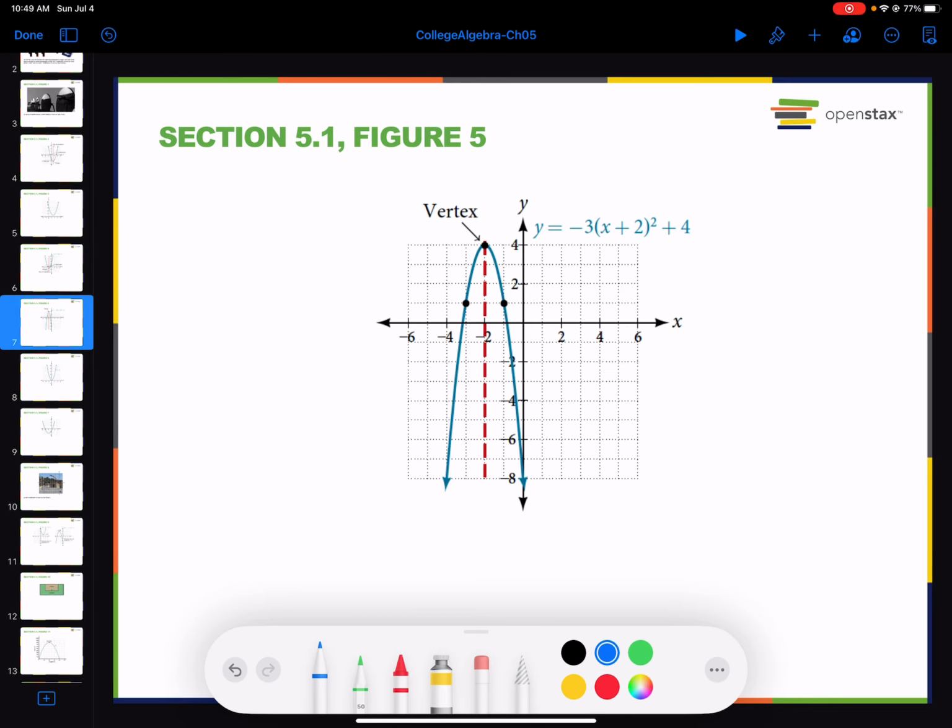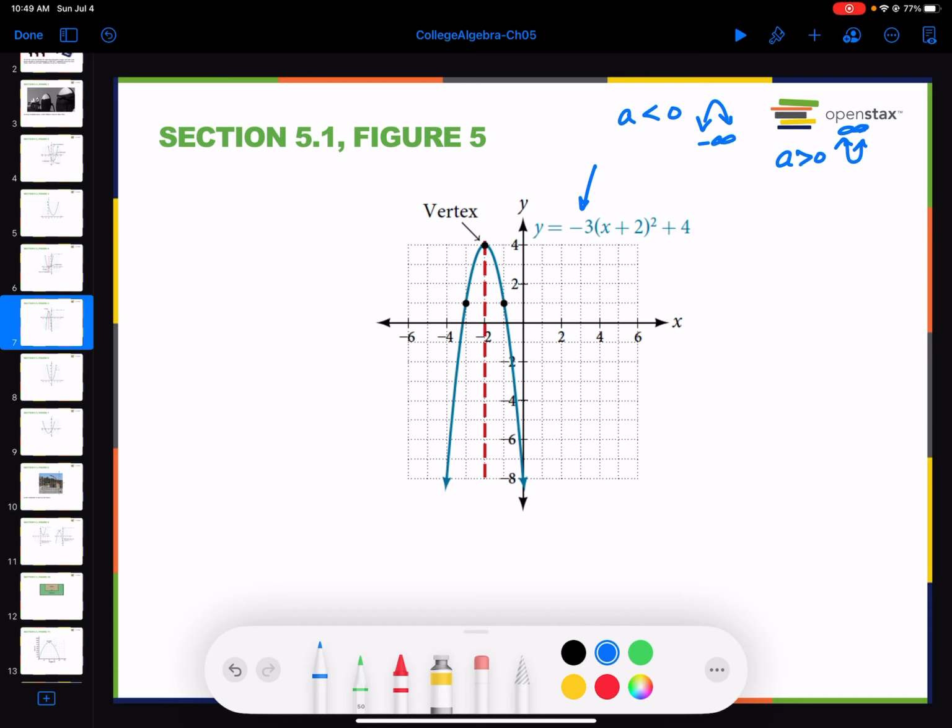And here's another example. You can see in this case we have a negative coefficient. Our a is negative. So when a is less than 0, we have a parabola that opens downward. If a is greater than 0, then we have a parabola that opens upward. These are increasing to positive infinity, and this is going to negative infinity.